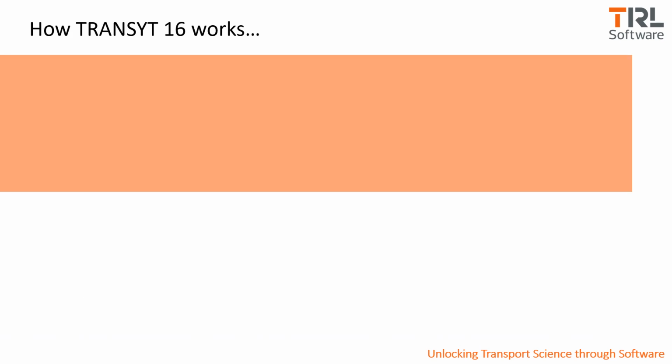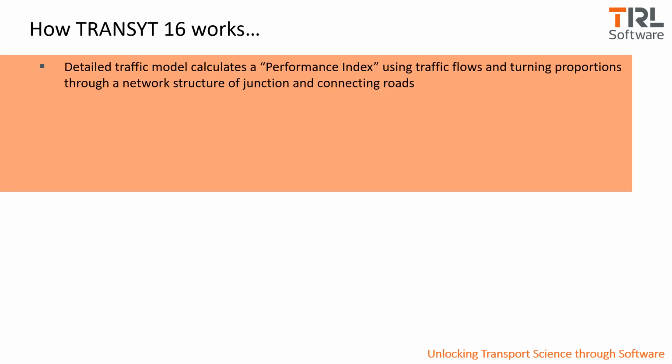So how does TRANSYT work? One slide to cover the whole of TRANSYT doesn't do it justice, but I'm just looking at the core signal optimization side here. So let's give it a go. A detailed traffic model calculates the performance index using traffic flows and turning proportions through a network structure of junctions and connection roads. So obviously you have to create that structure to start with.